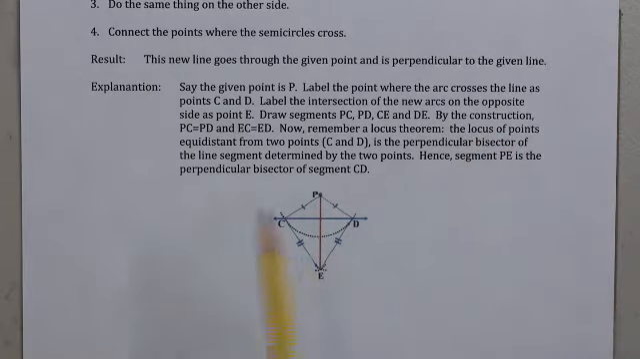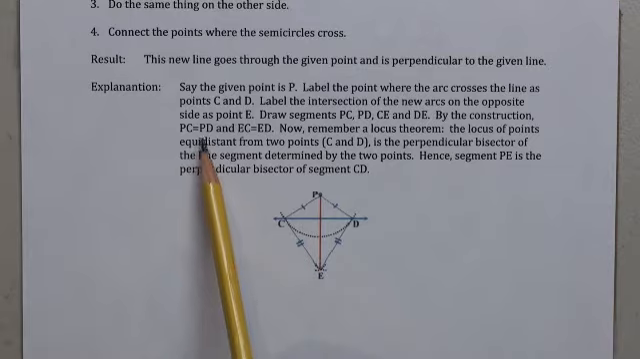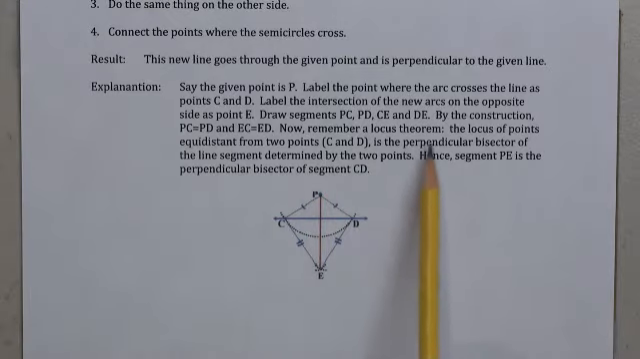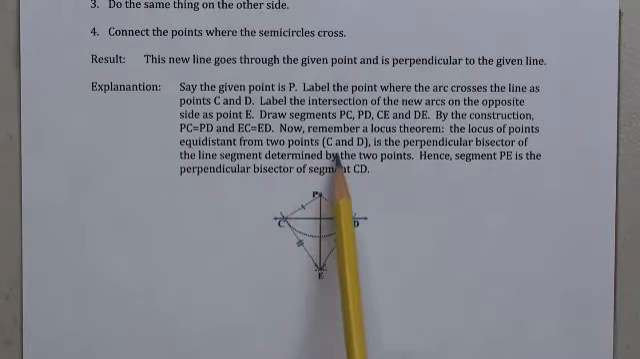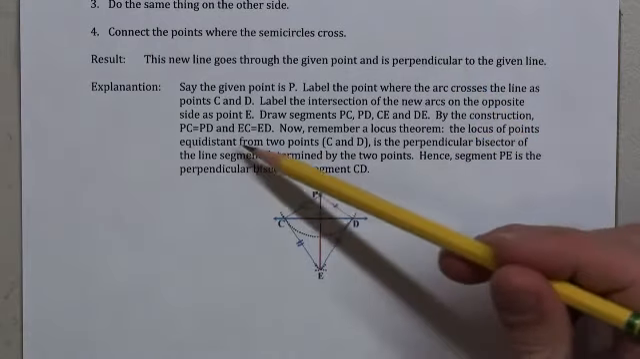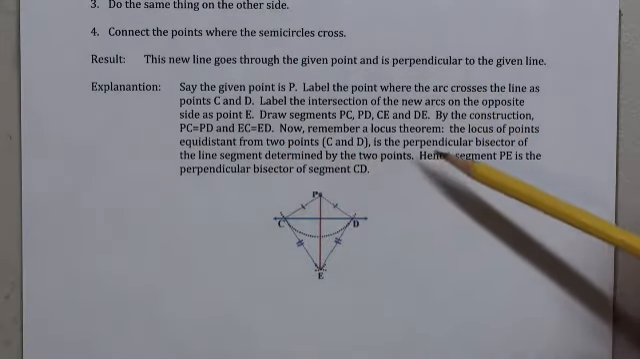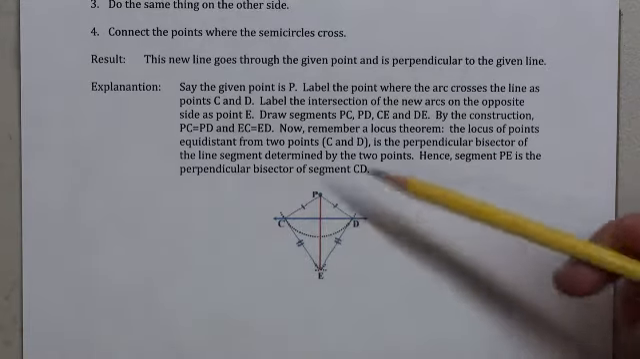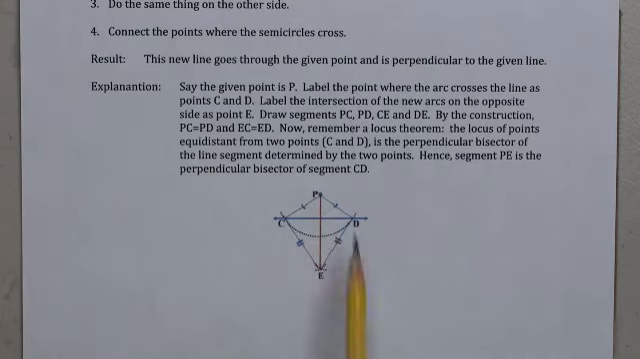By the construction, you know PC is equal to PD, these two are equal, and EC is equal to ED, these two are equal. Now remember a locus theorem. The locus of points equidistant from 2 points, C and D, is the perpendicular bisector of the line segment determined by the 2 points. So therefore segment PE is the perpendicular bisector of CD. So you can just draw this small diagram by hand. It goes along with that explanation.